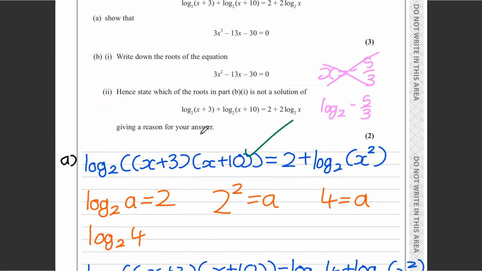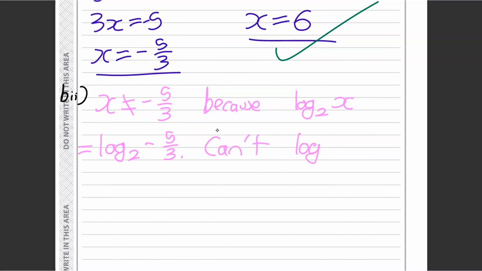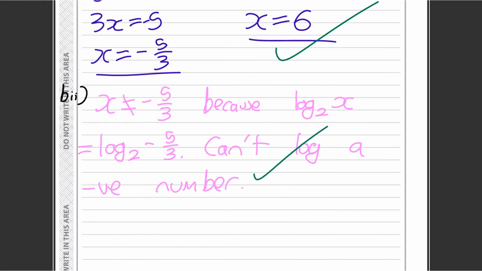It says it wants us to give a reason for our answer. Say something like x cannot be equal to minus 5 over 3 because log base 2 of x would be equal to log base 2 of minus 5 over 3, and you can't log a negative number. A reason like that would give you the 1 mark.